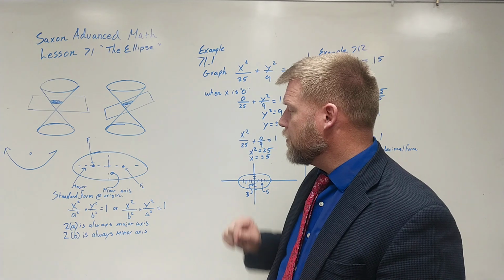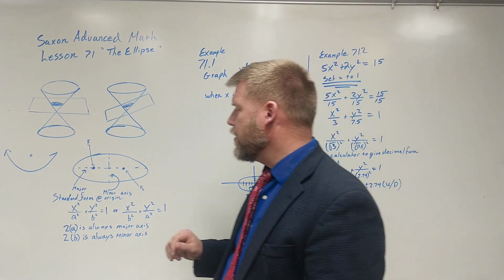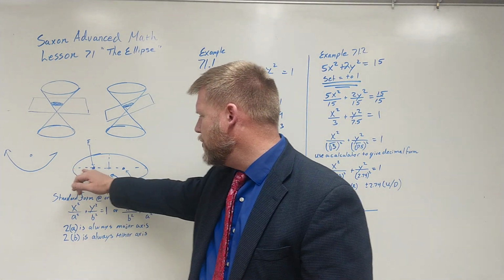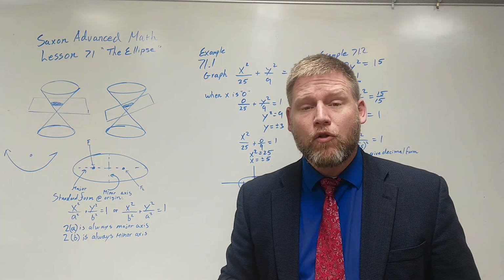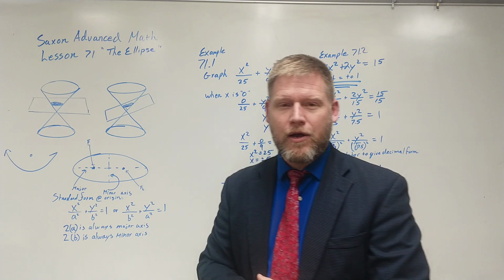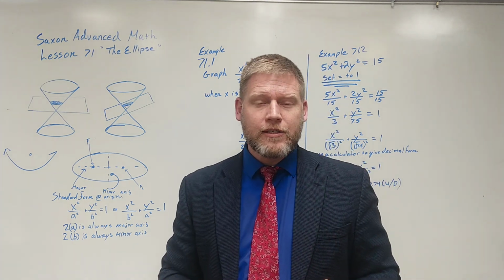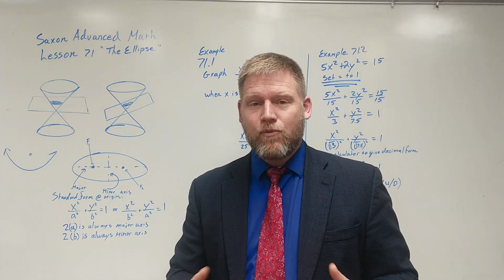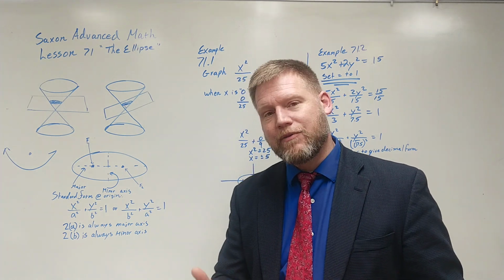But we also have some other terms we've got to understand. There's a major and a minor axis, okay? So the major is not always horizontal. The longer axis is the major axis, and the shorter axis is the minor axis. If the two axes were the same, we would not have an ellipse, we would have a circle.